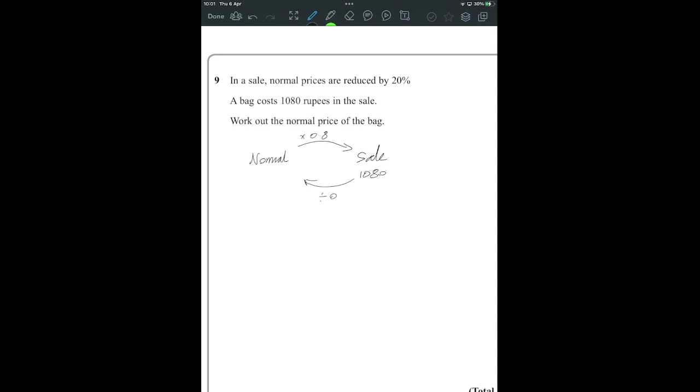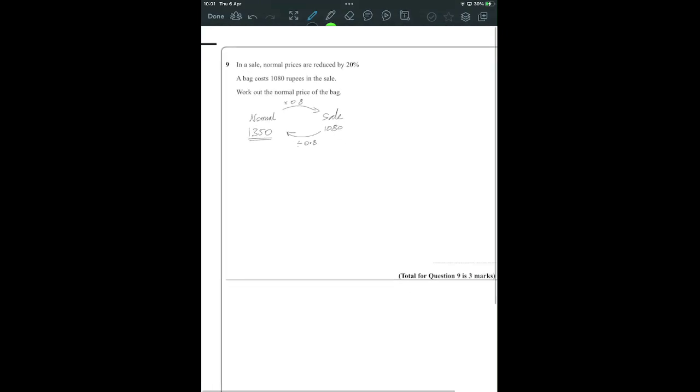Going backwards then, we're dividing. Don't fall into the trap that the opposite of a reduce is an increase. It is, but not of the same percentage. Our answer there is 1,350 rupees.